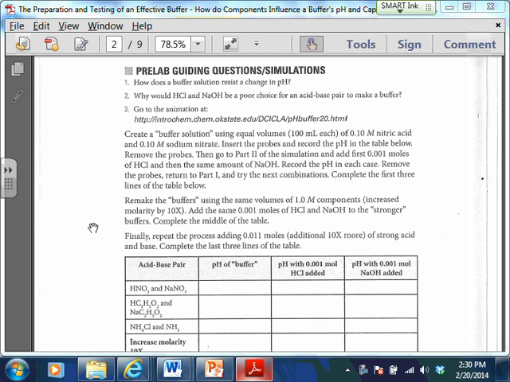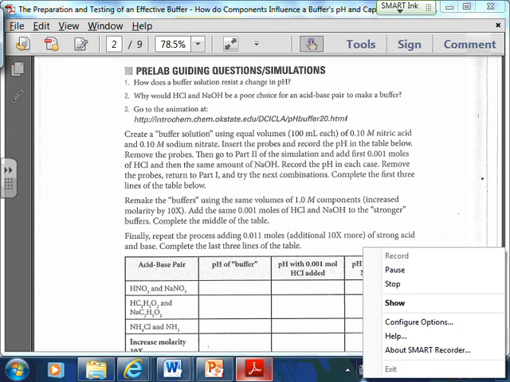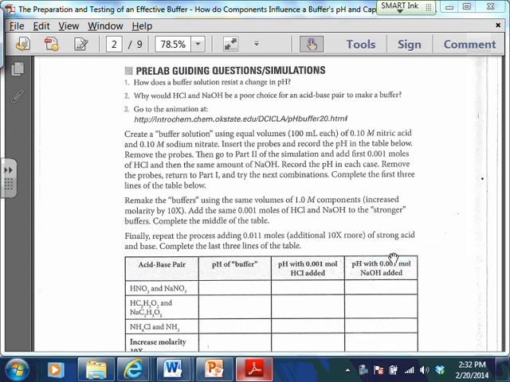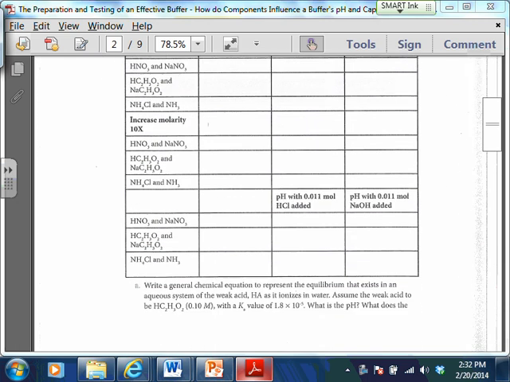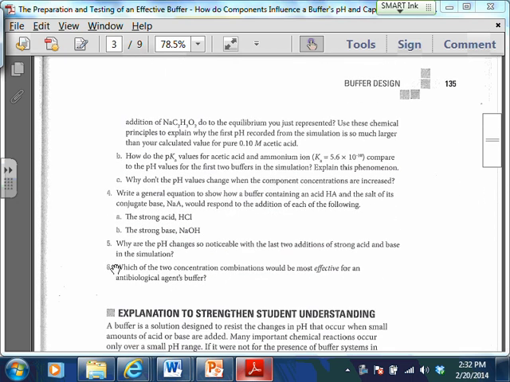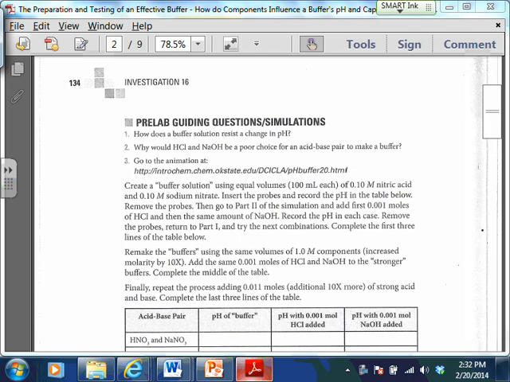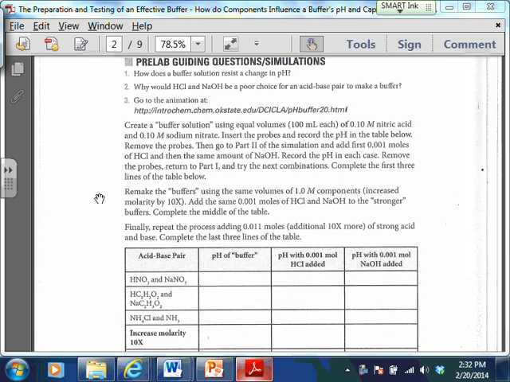There's actually quite a bit to the pre-lab. I'm debating whether to walk you through all of this or not. I guess it sort of depends on whether this simulation works on the Chromebooks or not. I'm going to pause the video for a second because I just thought about that. Okay, we have just confirmed that it actually works on the Chromebooks. So I'll walk you through this a little bit less, as far as the animation stuff, because I don't know that you'll need all that much help with it. Okay, so first question here: how does a buffer solution resist a change in pH?